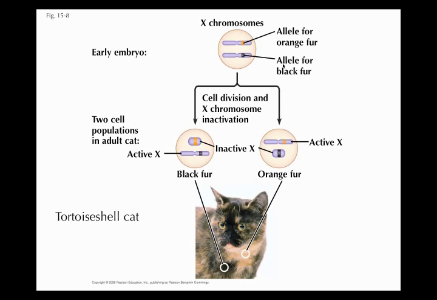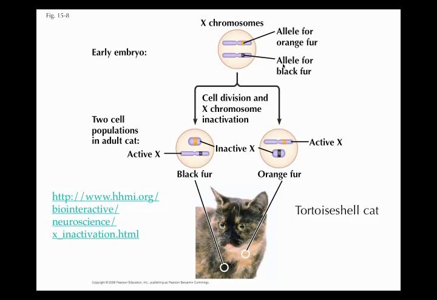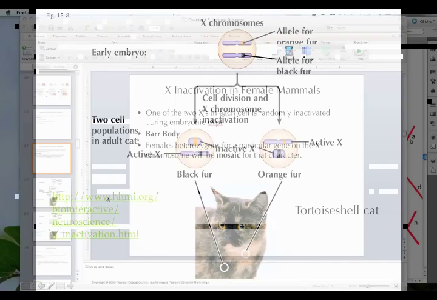Of course, that's unless something goes wrong in division and you get a Klinefelter cat, which has 2 X's and a Y. It'll make male body parts because of the Y, but it'll have 2 X's, so it can inactivate. Rare case though. Most tortoiseshell and calico cats are female. And let me show you this just real quick.